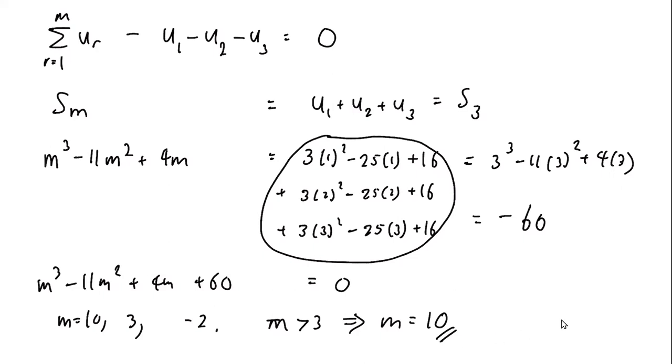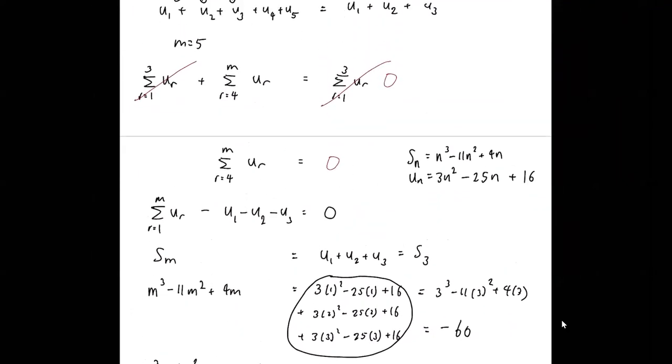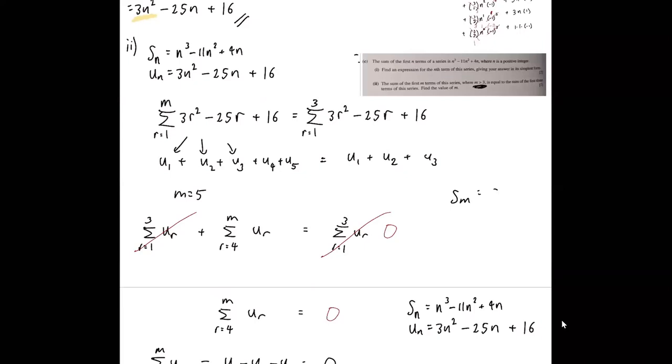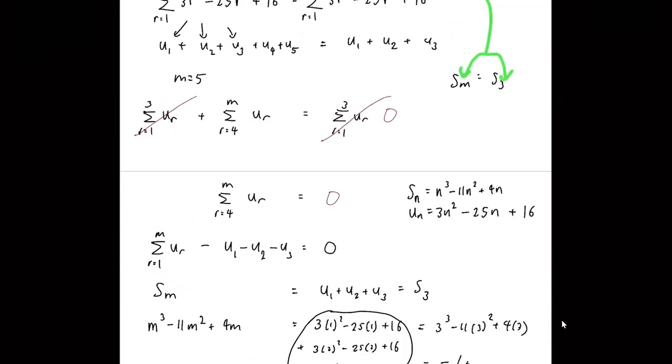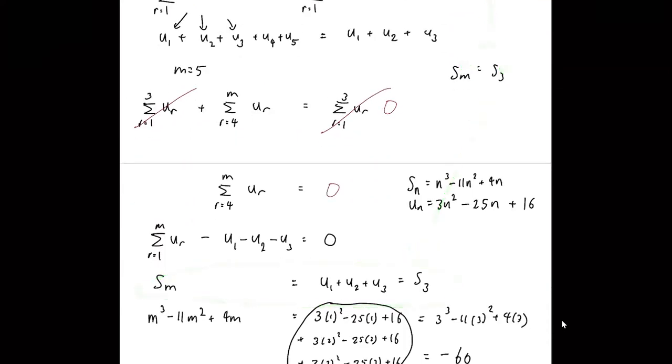That's it. Okay, maybe a simpler way that I could have done this right from the beginning is to realize that Sm equals S3. I have a formula for Sn. Just have to substitute n with m, n with 3. Then I can get the expression over here straight away.